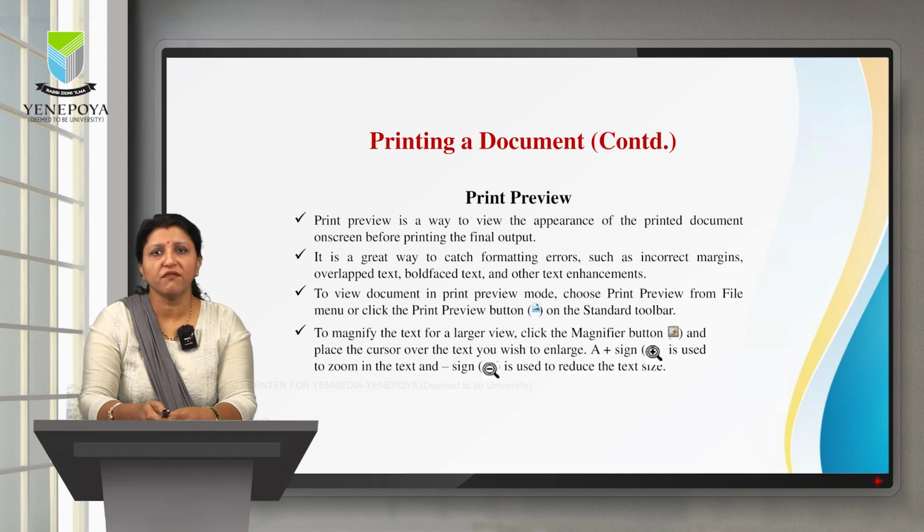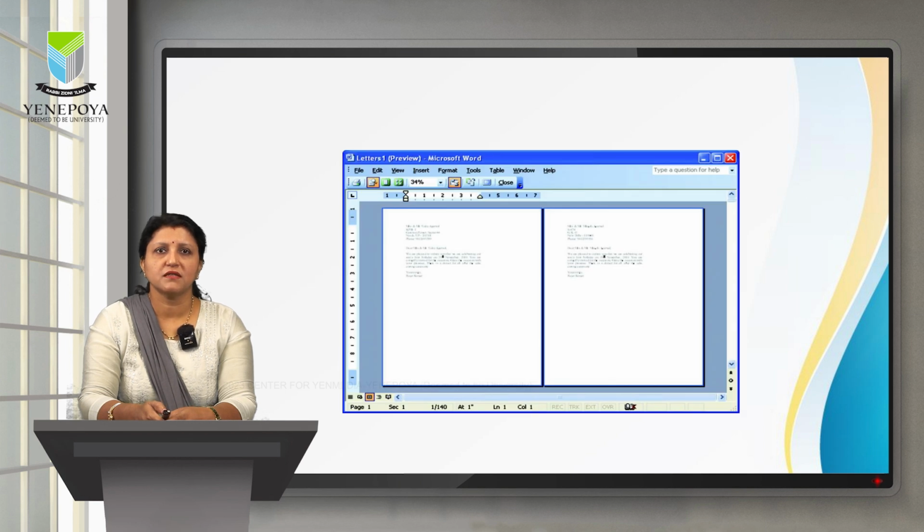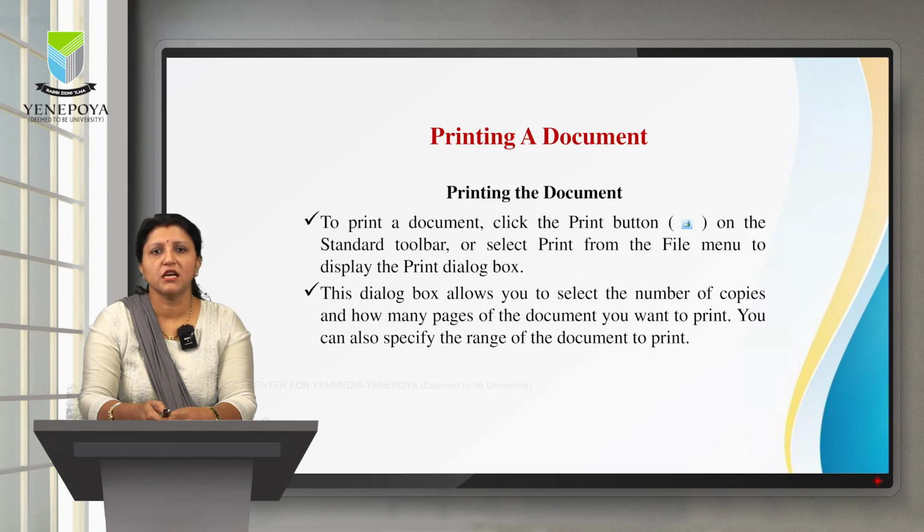You can even magnify the view using the magnifier button and place the cursor over the text you wish to enlarge. Plus sign is used to enlarge and minus sign is used to reduce the text. This is how the preview looks. Once the page setup and the print preview is done, you can print the document.